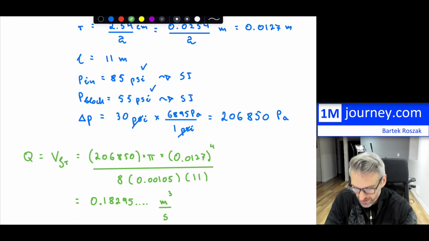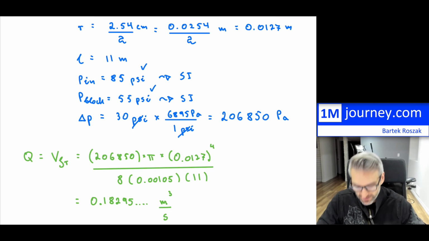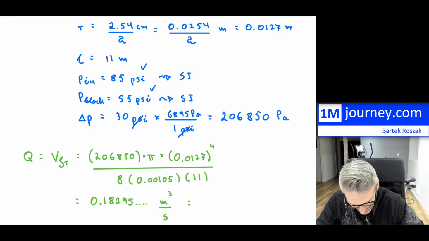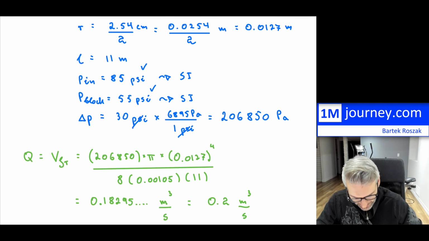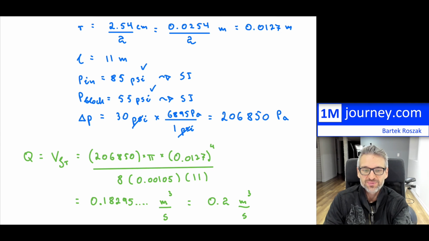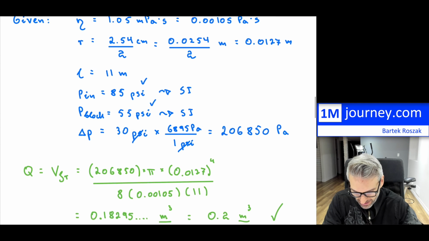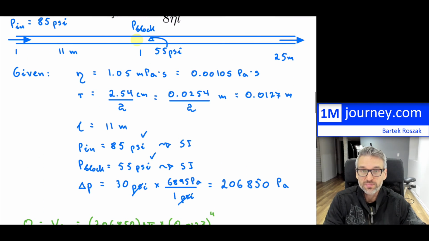All right, so there you have it. It's about 0.18295. They do tell us to round to the tenth, so we can round this off. It's going to be 0.2 meters cubed per second. So it's quite a bit of flow that you would have here. And that is it. Once you substitute this back in, it's just a matter of keeping things in standard units, and it makes life a lot easier for yourself.